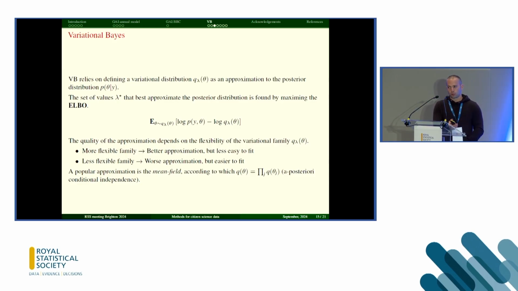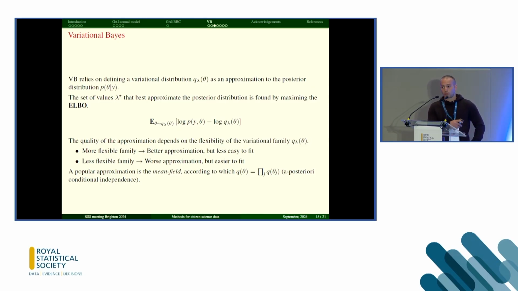In Bayesian inference, we have a posterior distribution, p of theta given y, and the idea of variational Bayes is to introduce a variational family, which we call q lambda of theta, a family of distributions indexed by a parameter lambda. The idea is that we find the parameter lambda that best matches the posterior distribution according to a criterion called the ELBO, which is quite a complicated object because the objective function is a mean, where the mean is with respect to the variable that you're also trying to maximize. That's why it's a bit tricky and the inference is not straightforward.